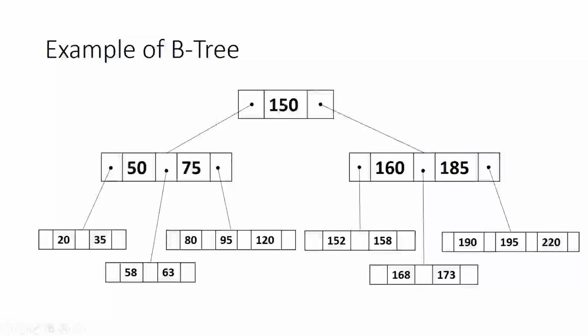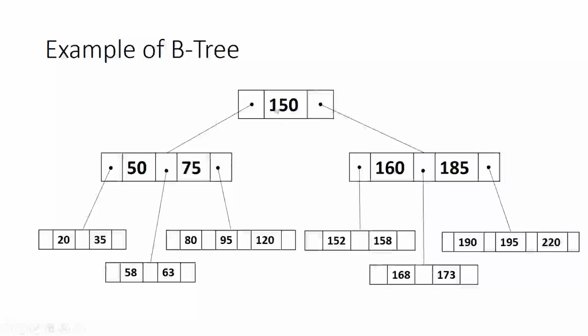Here you can see this is also similar to your binary search tree, but the difference is we'll have more keys in each node. Values less than 50 will be coming towards the left of 50, values lying between 50 and 75 will be between 50 and 75, and values greater than 75 will be right of 75.